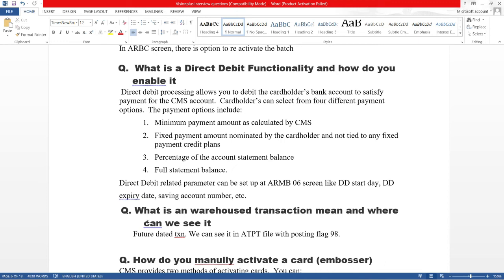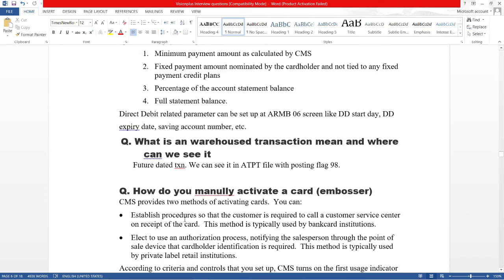Or we can also say we have to pay some amount on the first and today is the 20th. So we have given a check to the bank saying okay, on the first please debit this much amount from my account. Those kinds of transactions come in the warehouse only.